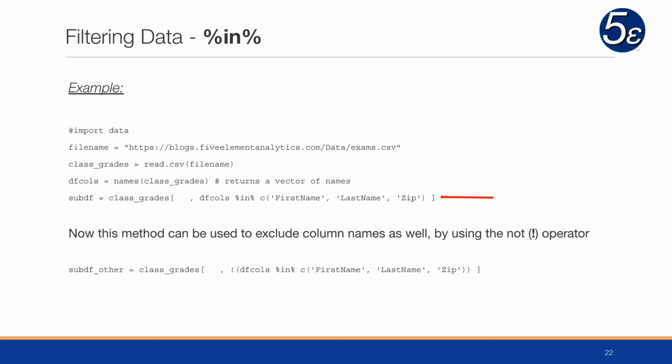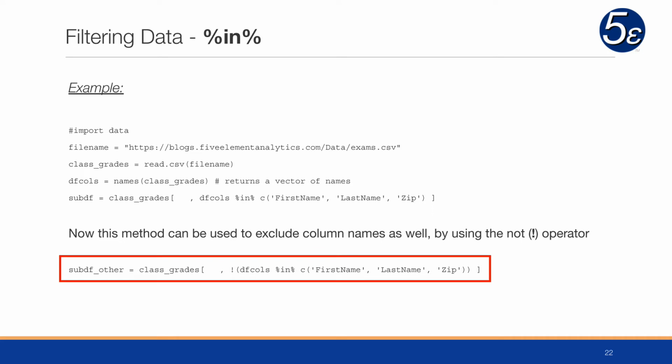In the next line, we have class grades, bracket, comma. So this will return all the rows. But now what we're doing is we're filtering for the columns because we want certain columns. So what we're doing is we have df cols, percent in percent, first name, last name, and zip. It will return the column names that are in that particular set. Now this is a long way of doing this, but this is just to show you what it might look like. But we can use this method to exclude column names as well by using the exclamation point or the not operator. So here we have class grades, bracket, comma, and since we have df cols percent in the set that we want, we put the exclamation point in front of it and it will do the opposite. It will say not in those column names.